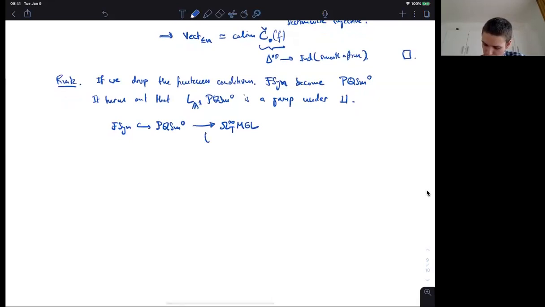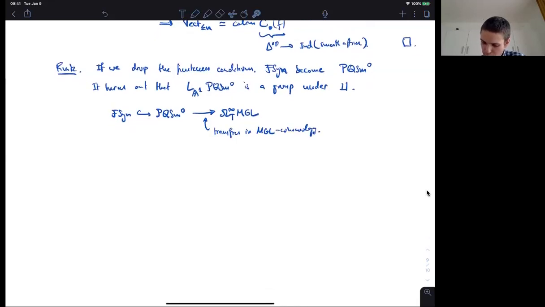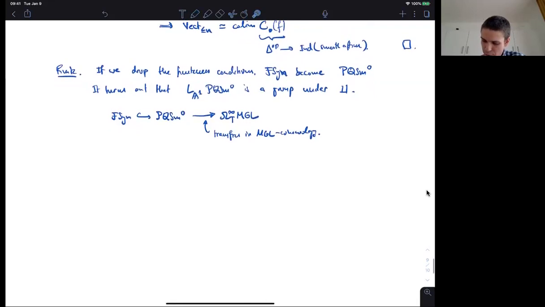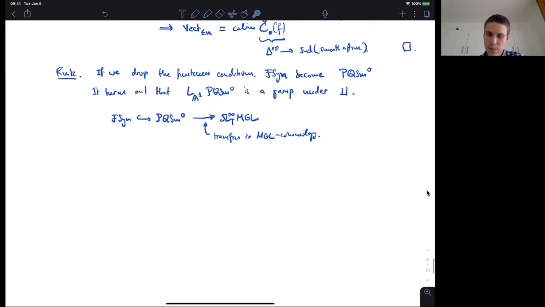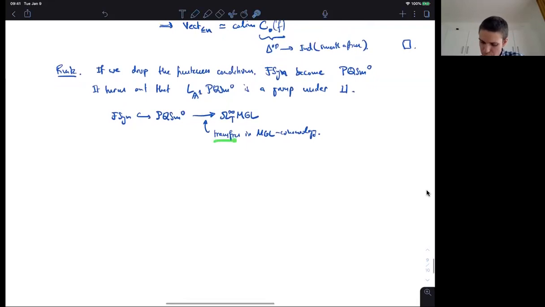And this is using the transfers in MGL cohomology, because we know that MGL cohomology does have transfers for proper quasi-smooth morphisms of relative dimension 0. I said conjecturally because, to actually get this morphism, you also want it to be a morphism of framed presheaves. That's a lot of coherent structure, and at the moment, the construction of these transfers is not sufficiently coherent to actually assert that there exists this map.